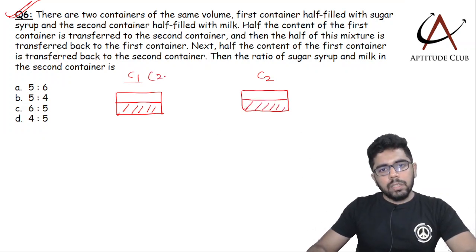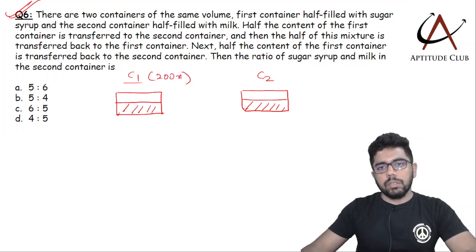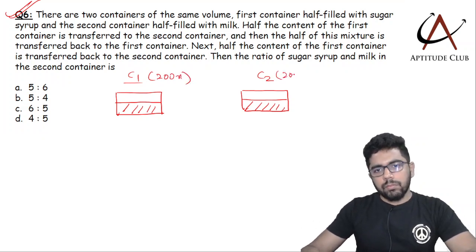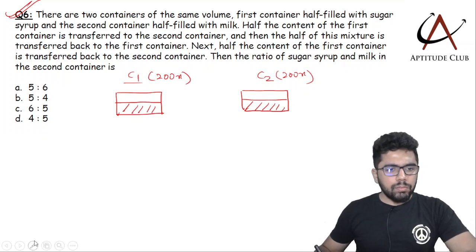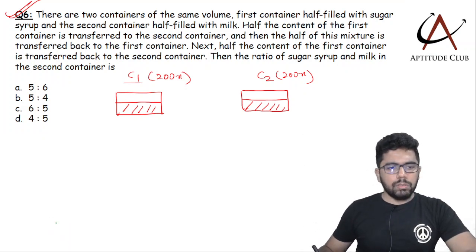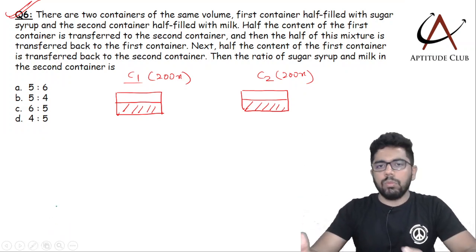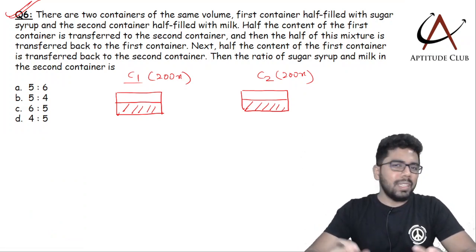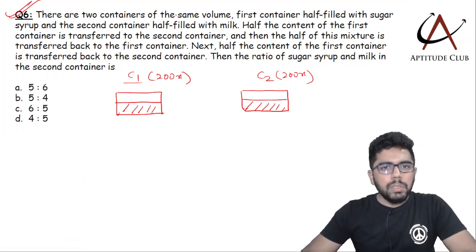I'll take the capacity of each container to be 200x, or you can cross question me here: why 200, why not 100, or why not anything else. You can take X also. Now let me see what the ratios are.